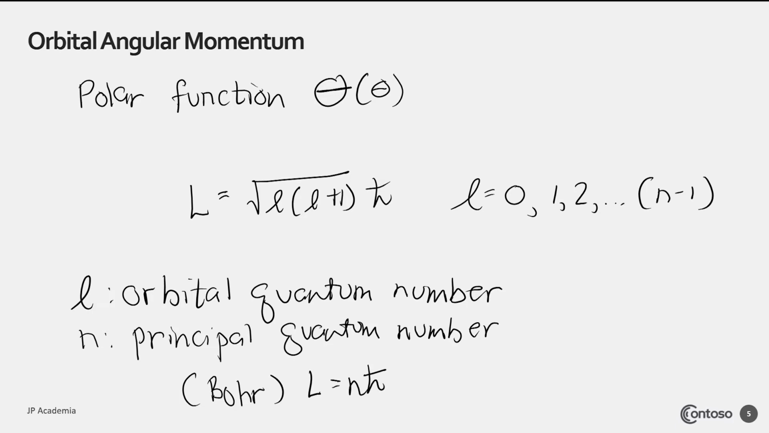Note that in Bohr, we were able to get the value of the magnitude of the orbital angular momentum, which is equal to n times h bar. And these two equations are not the same.